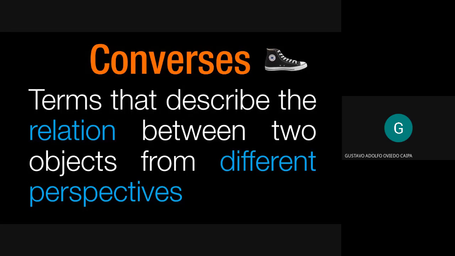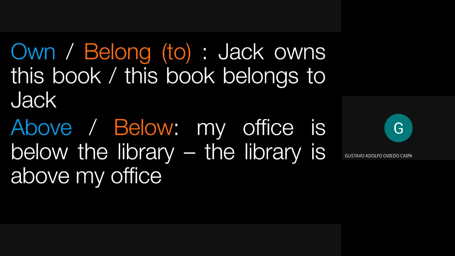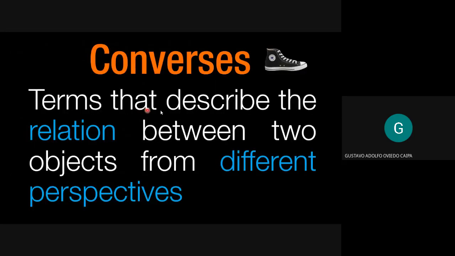All right, so as you see, this is the way of looking at the same situation from different perspectives. So for example, if I say Jack owns this book, or this book belongs to Jack, it's basically describing the same situation only from different perspectives. So the words own and belong don't mean the same thing, and they're kind of opposite in their meanings, but they can be used to describe the same situation only from different perspectives. So then again, these are terms that describe the relation between two objects from different perspectives.